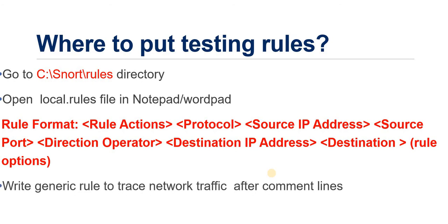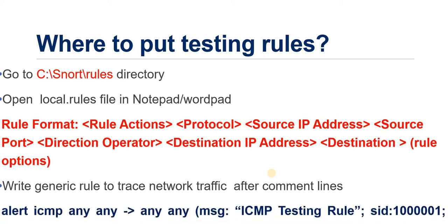For example, we are writing a very generic rule to trace the network traffic after the comment line. Alert is your rule action. ICMP, that is, I want to check for the protocol ICMP. From any source, any port to any destination and any port, means my packet is coming from any source, from any port to any destination and any port. Then I want to display this message. I want to display the message as ICMP testing rule. So this is one sample testing rule.